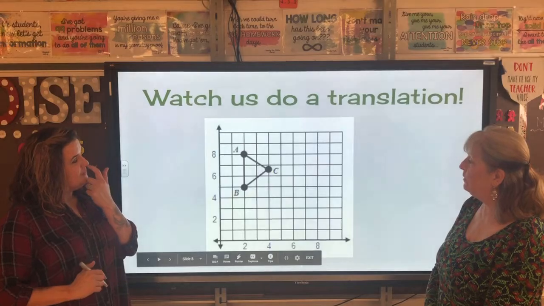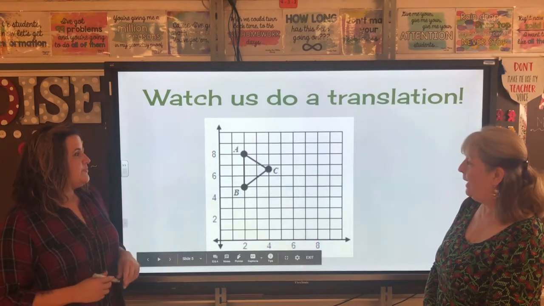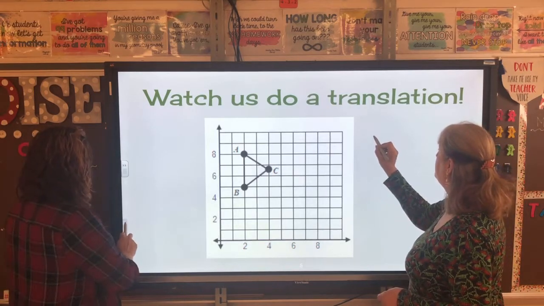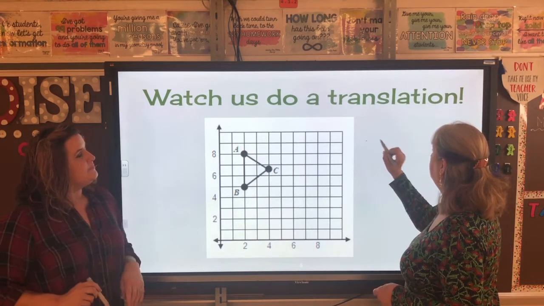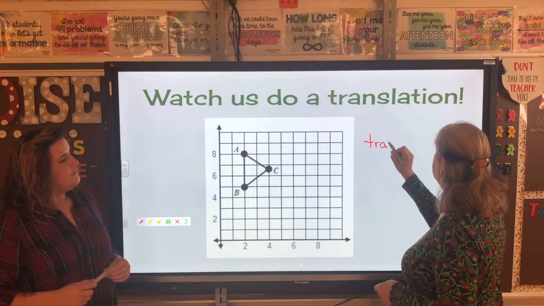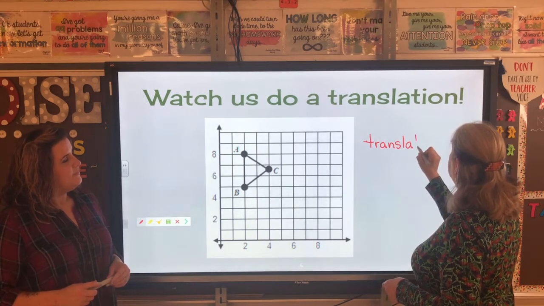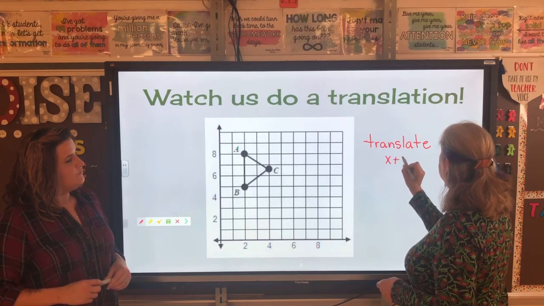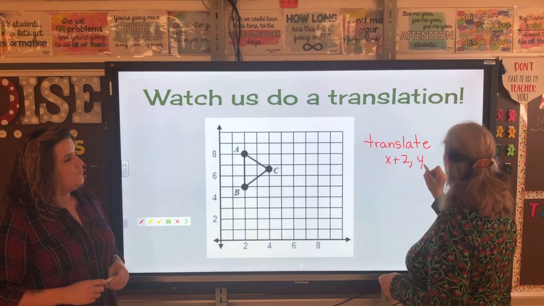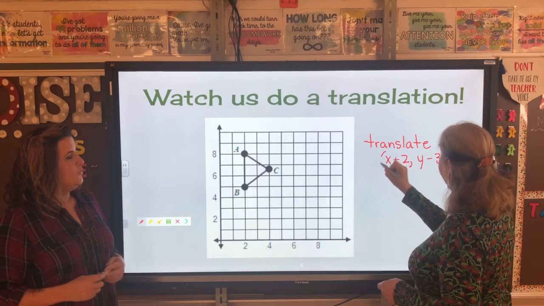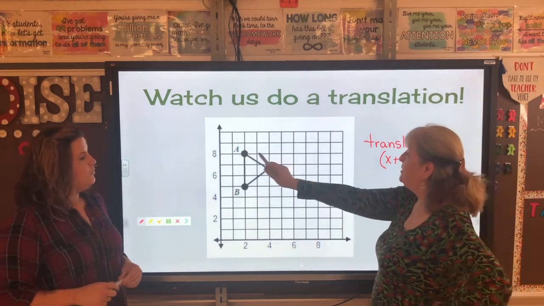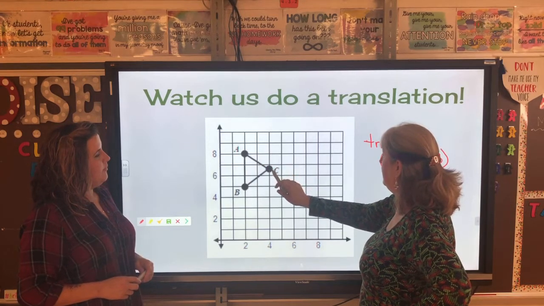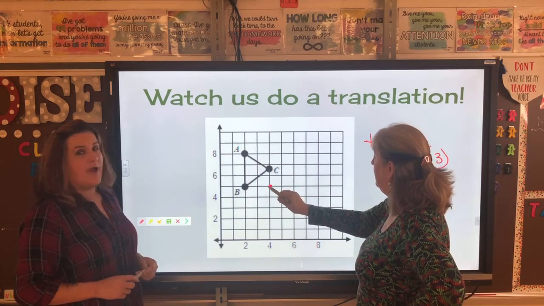All right, so here's a very simple triangle A, B, C in quadrant 1. Translate x plus 2, y minus 3. Okay, so I'm going to start with A, and I'm going to go over 1, 2, and then minus 3: 1, 2, 3. So here's A prime.